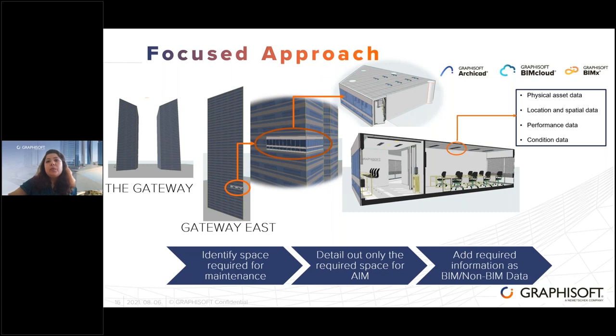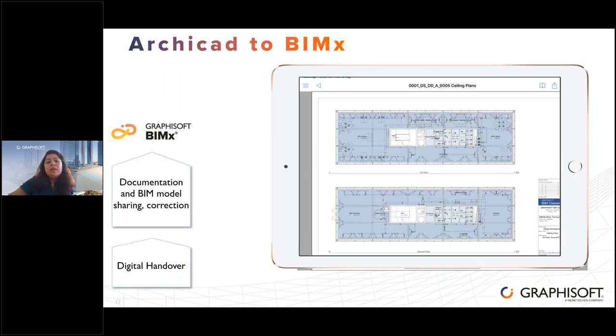And this data will be in the form of physical asset data, location and spatial data, performance data, and condition data. So the workflow is quite straightforward. We need to identify the space required for maintenance, detail out only the required space for AIM, which is your asset information model, and add required information as BIM and non-BIM data.